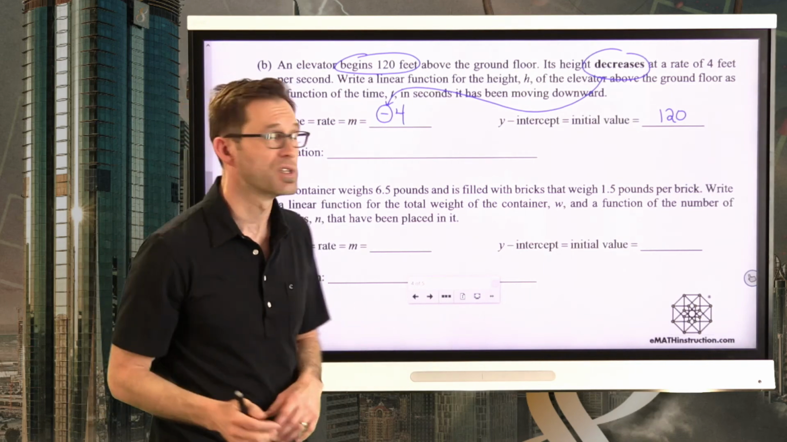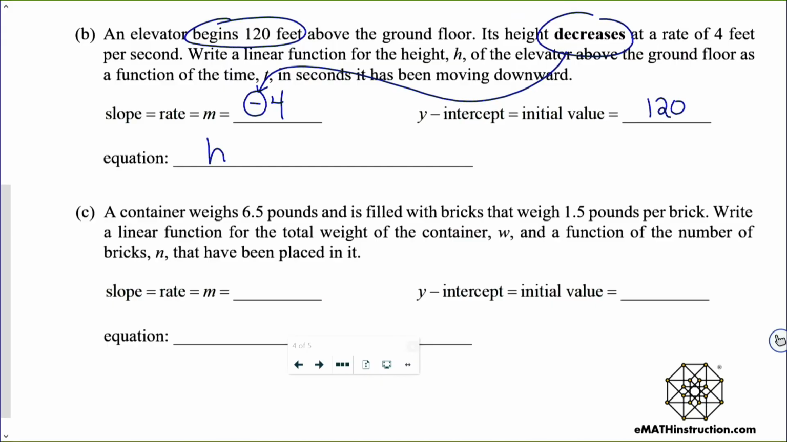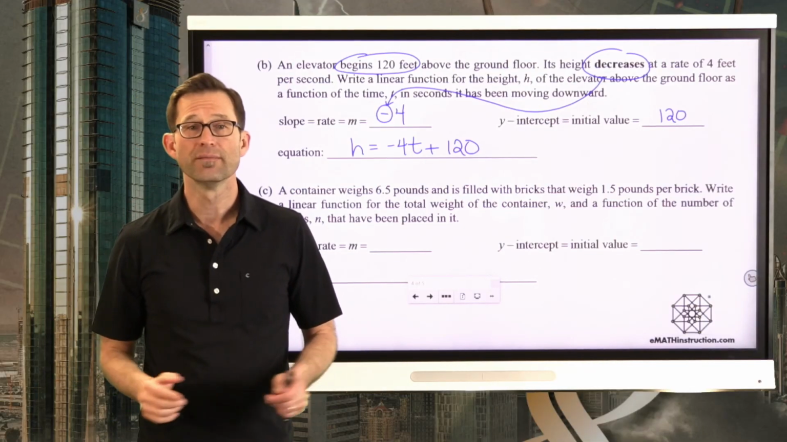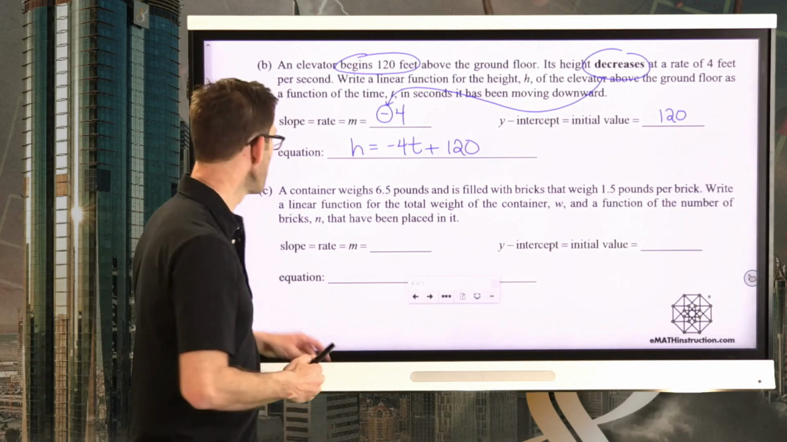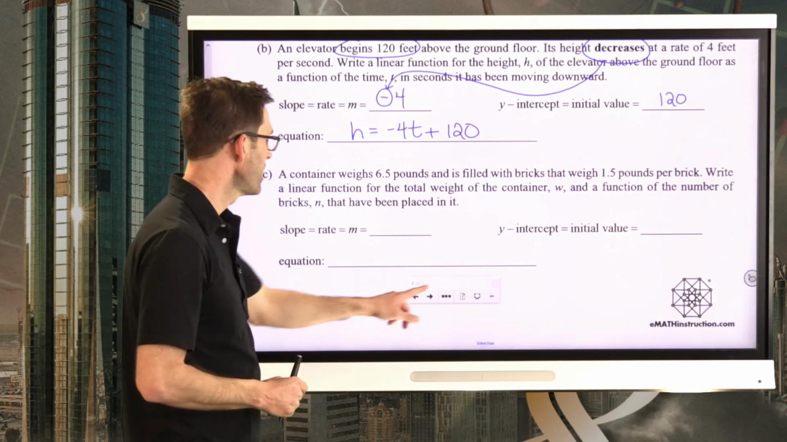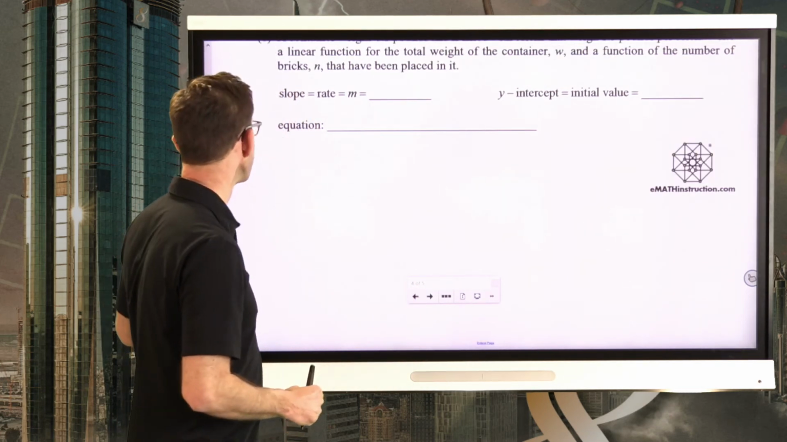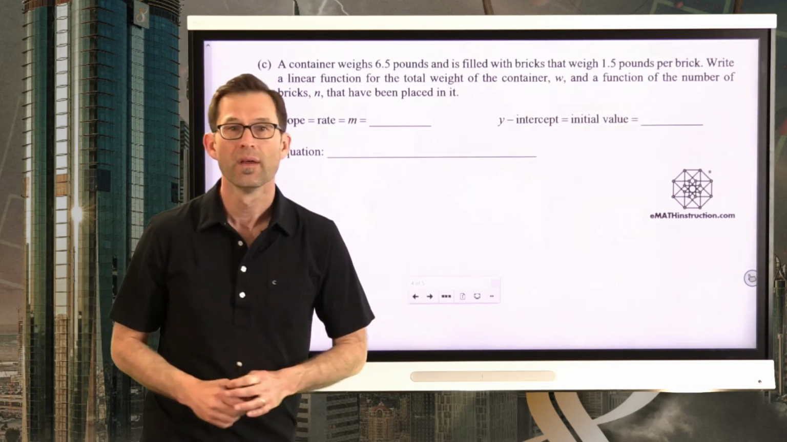So now the equation is pretty easy. The height is going to be -4 times the amount of time plus that initial value of 120. That's it. All right, let's take a look at one more. Let me bring it up a little bit farther. There we go. Let's take a look.